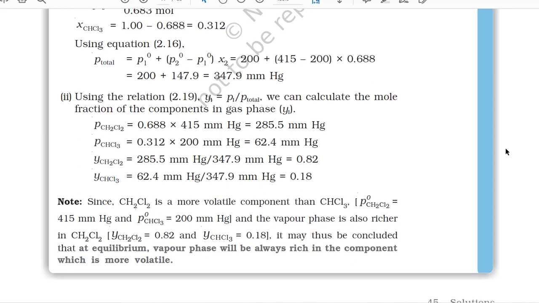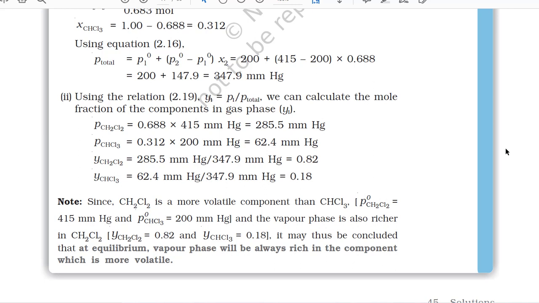P(CH2Cl2) = 0.688 × 415 mmHg = 285.5 mmHg. P(CHCl3) = 0.312 × 200 mmHg = 62.4 mmHg. Y(CH2Cl2) = 285.5 mmHg / 347.9 mmHg = 0.82. Y(CHCl3) = 62.4 mmHg / 347.9 mmHg = 0.18.